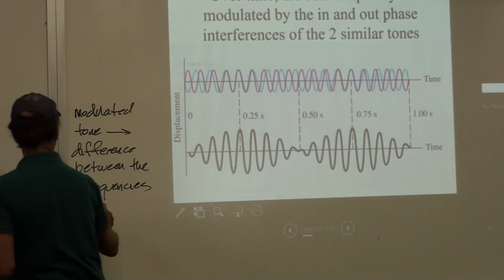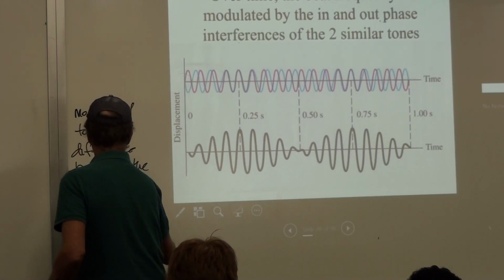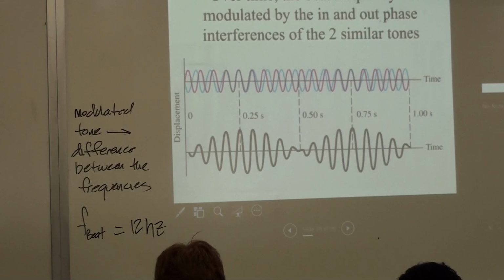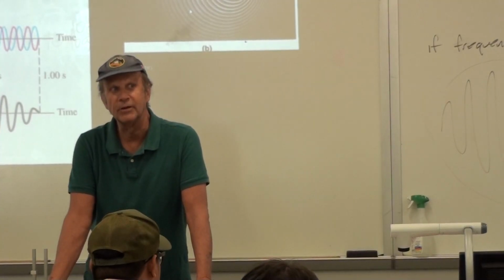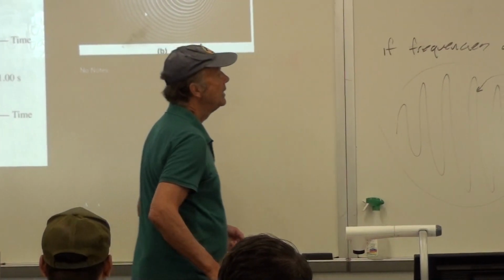So in this case, let's say F_B was equal to 12 hertz. Okay, 12 cycles per second. Because I was just kind of guessing, without trying to time it, that it would be something like 12 times in 1 second. Maybe that's not right, but let's say it is.